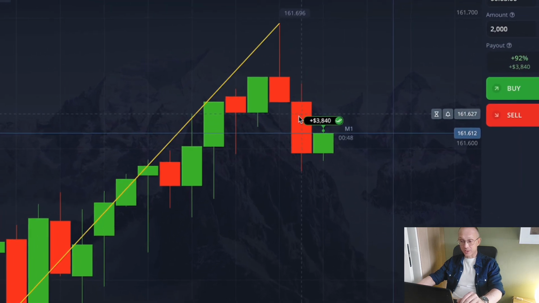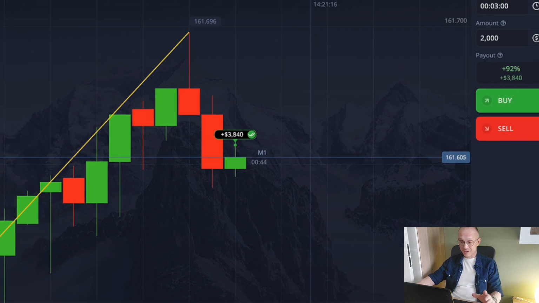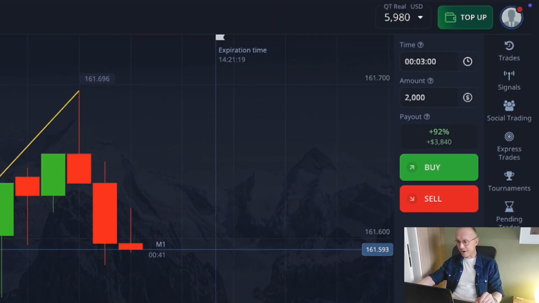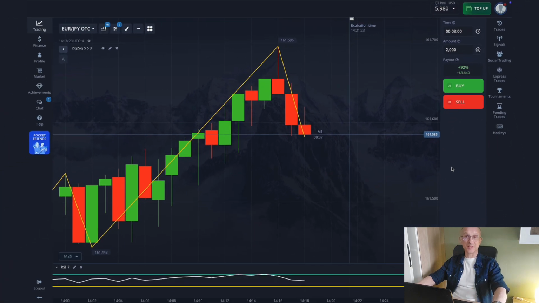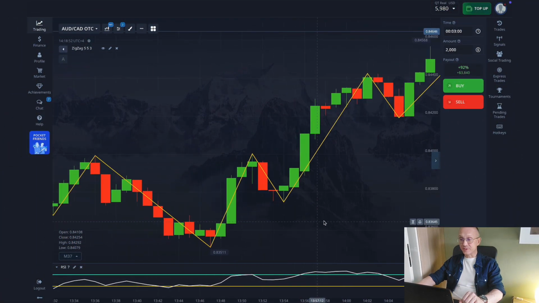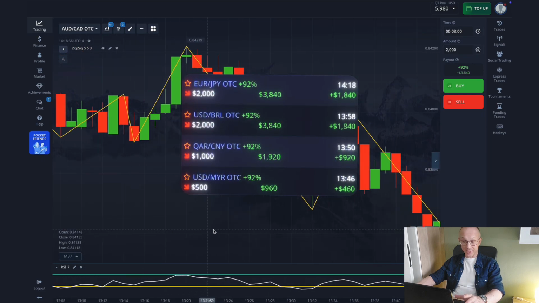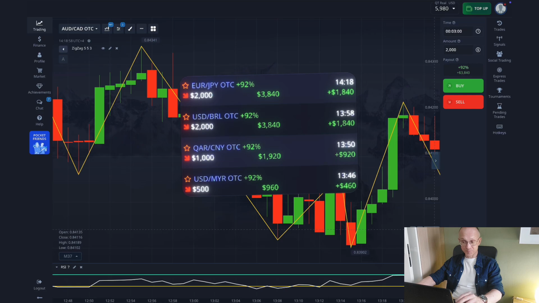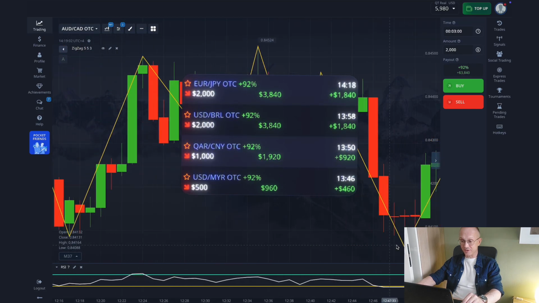Great! Another $1,840 added to the balance, which now stands at $5,980. So, let's sum up the results. Well, we managed to increase the balance from $920 to $5,980. This is an excellent result that demonstrates the effectiveness of this strategy.